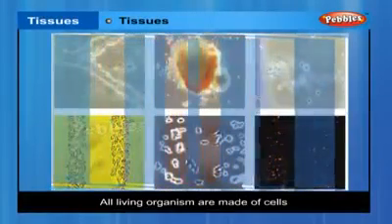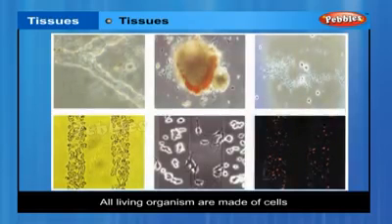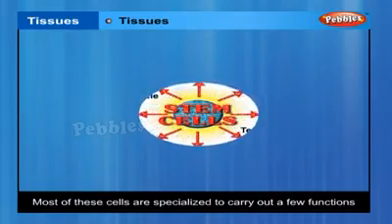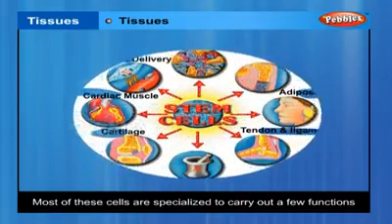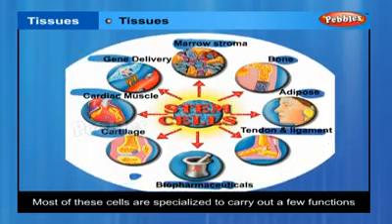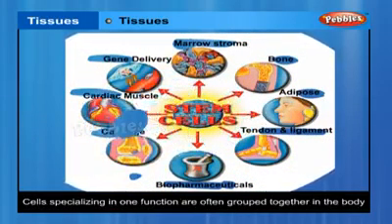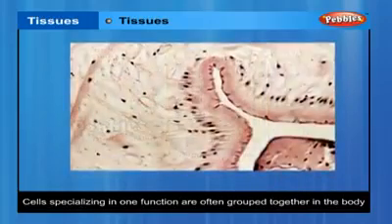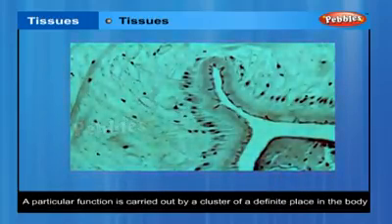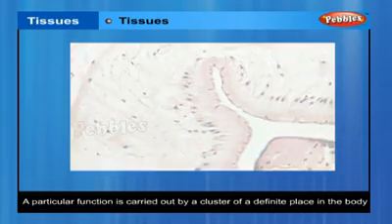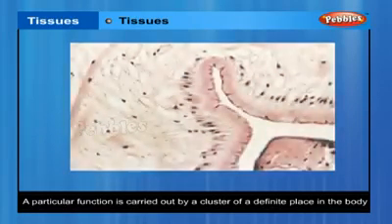All living organisms are made up of cells. Most of these cells are specialized to carry out a few functions. Each specialized function is taken up by a different group of cells. Cells specializing in one function are often grouped together in the body. This means that a particular function is carried out by a cluster of cells at a definite place in the body.